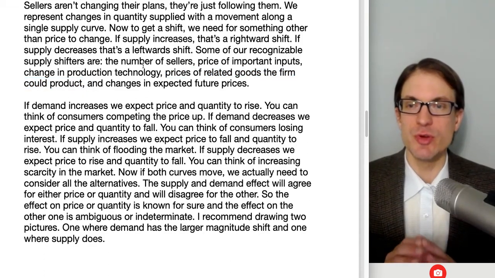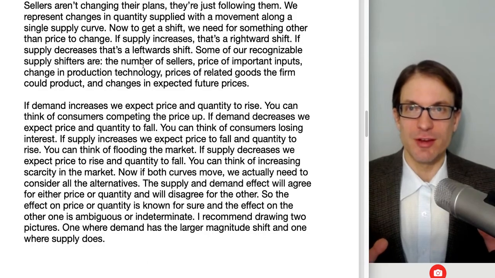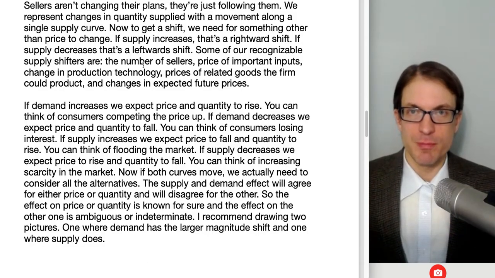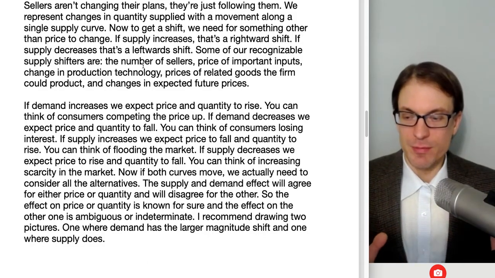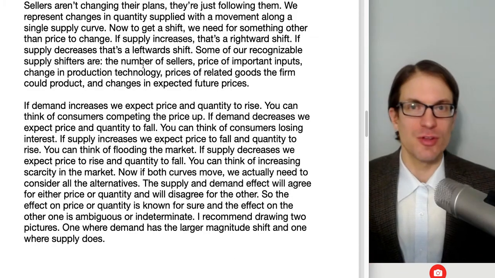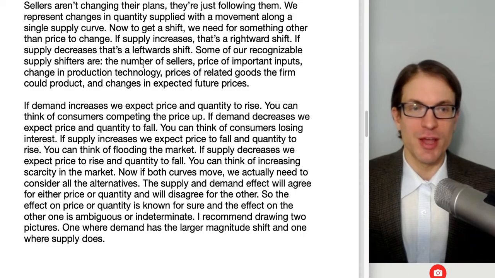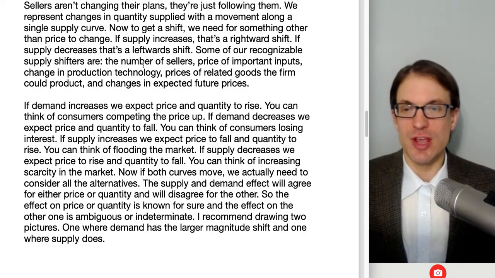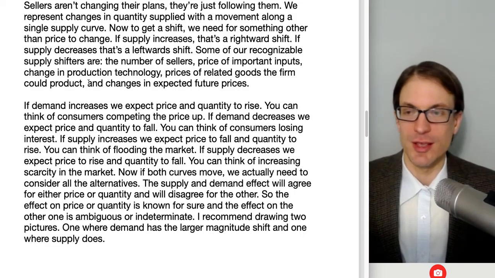Right. So basically, with shifters, you want to identify something other than price changing. And if you have something other than price changing, now your task is only to determine, is this affecting the demand or the supply curve? If you have price changing, it can only cause a change in quantity, right?